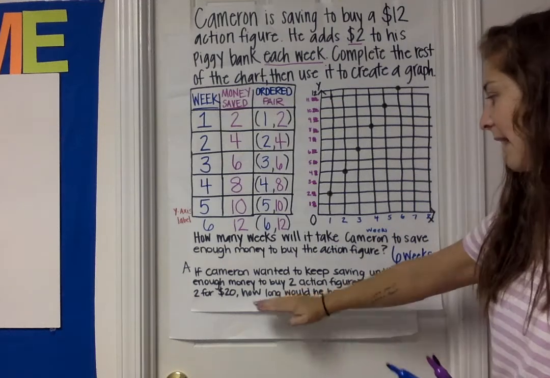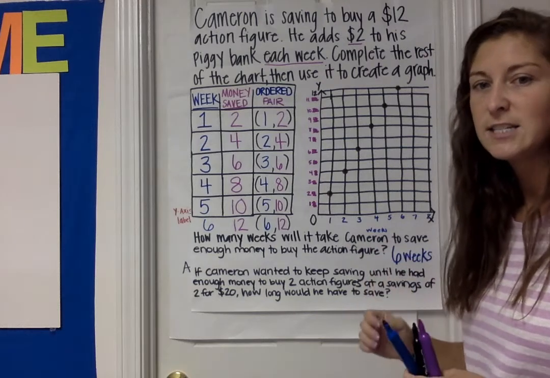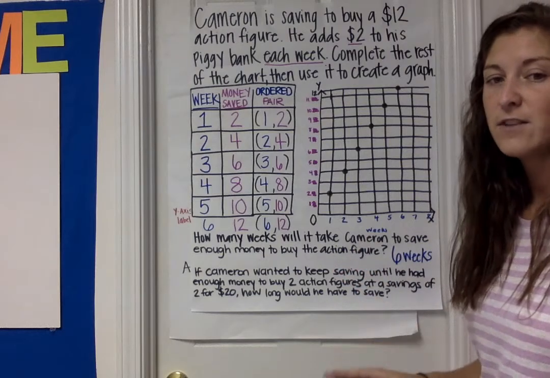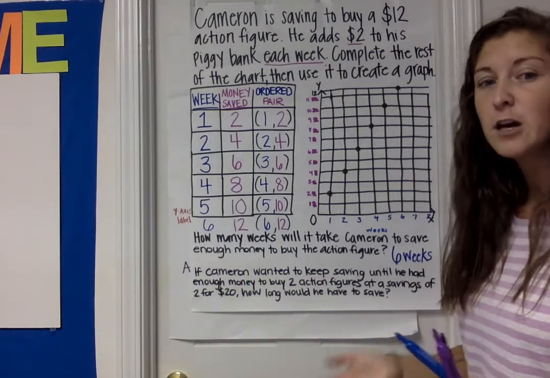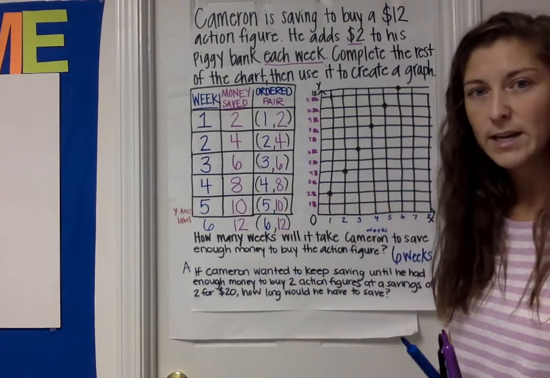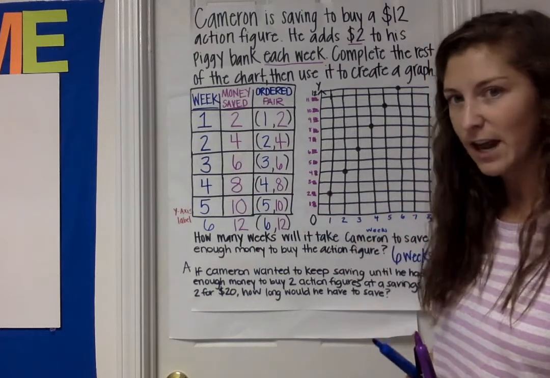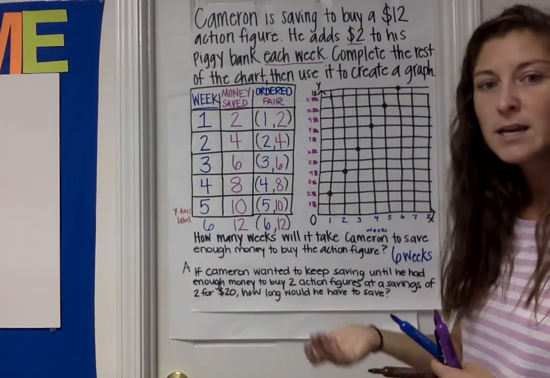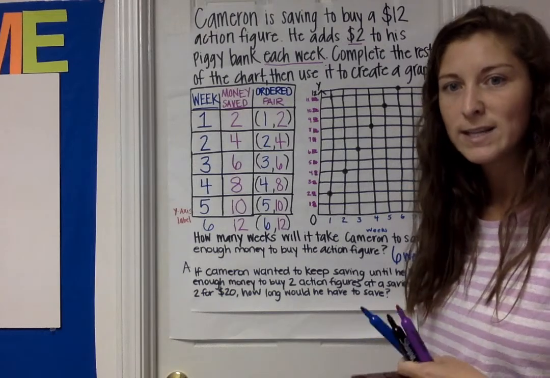Okay? My last question says, if Cameron wanted to keep saving until he had enough money to buy 2 action figures at a savings of 2 for $20, so it was like a deal, 2 for $20, how long would he have to save? So I would need my money saved column to get all the way down to 20. If this pattern continues, and look at what type of pattern that is there, 2, 4, 6, 8, 10, 12. How many weeks or how long would he need to save until he had $20?